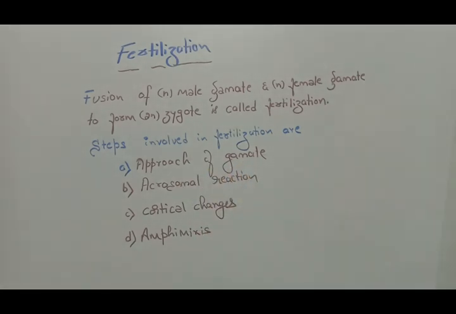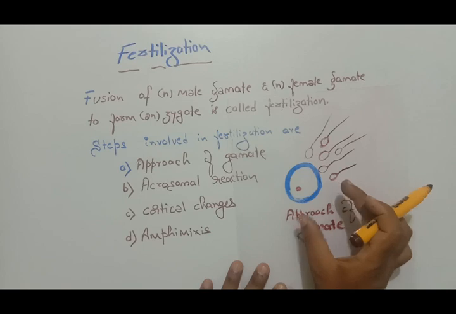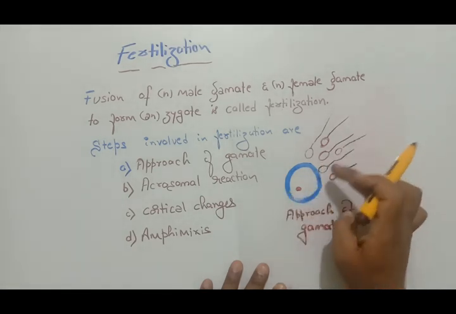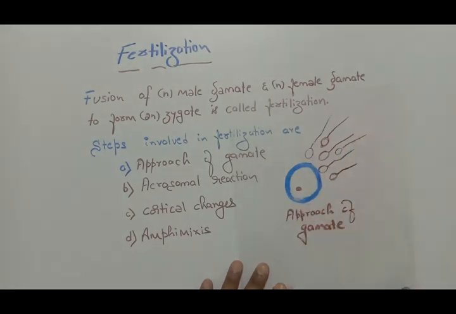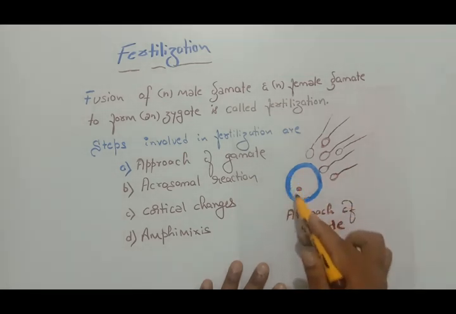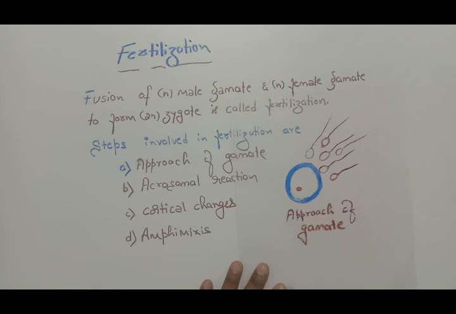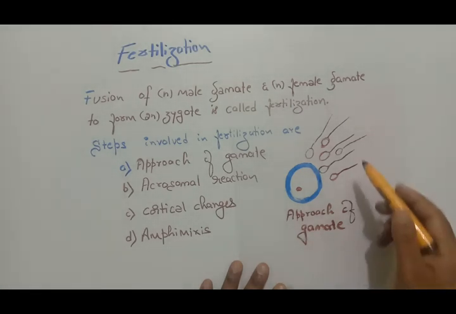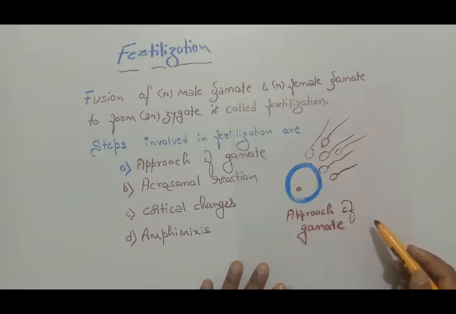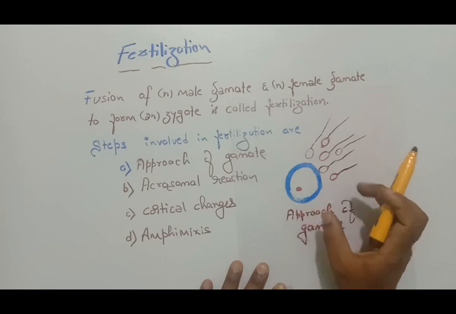Approach of gamete. During fertilization, agglutination or clumping of sperms takes place around the egg, and it is brought about by a chemical substance called gamones. Egg produces a chemical substance called fertilizin, whereas sperm produces a chemical substance called anti-fertilizin. Clumping of sperms around the egg is because of attraction of fertilizin and anti-fertilizin.